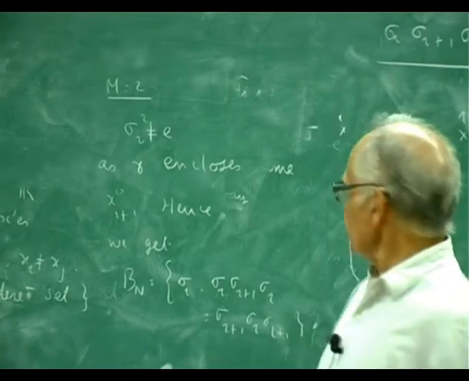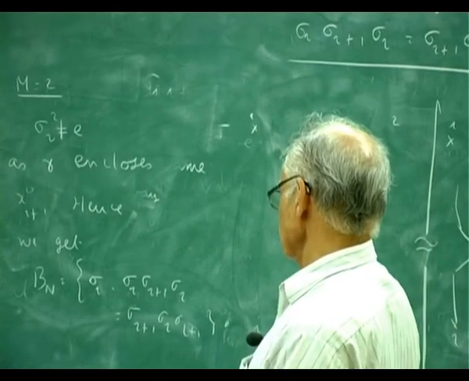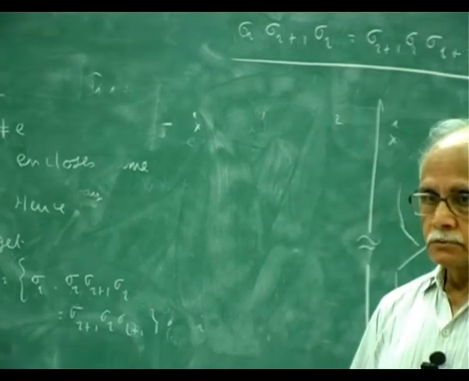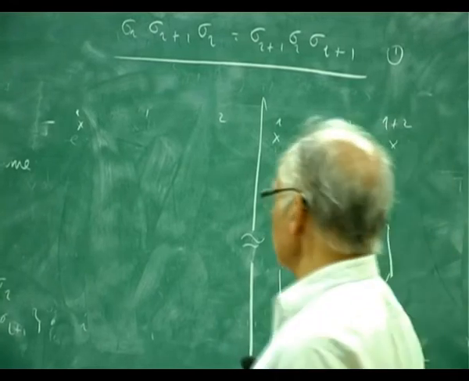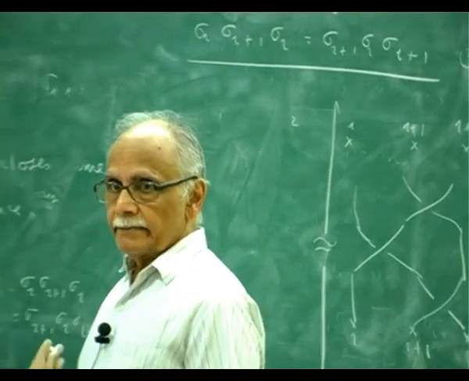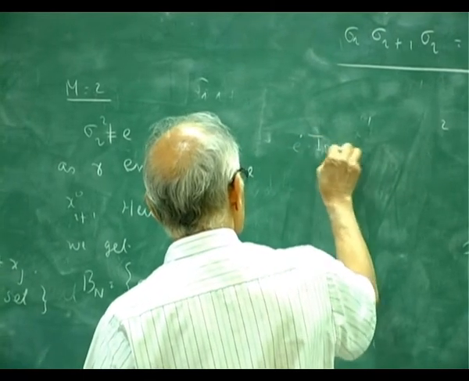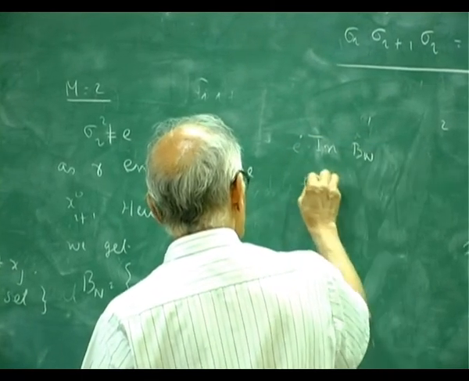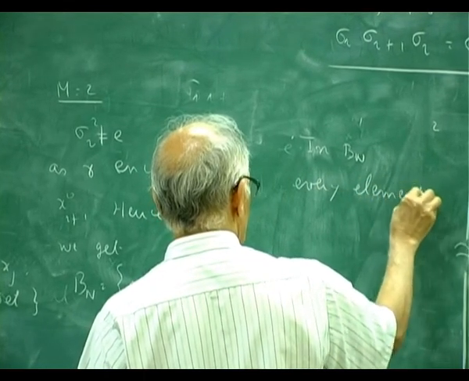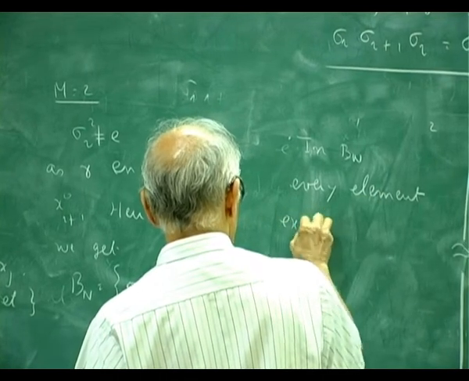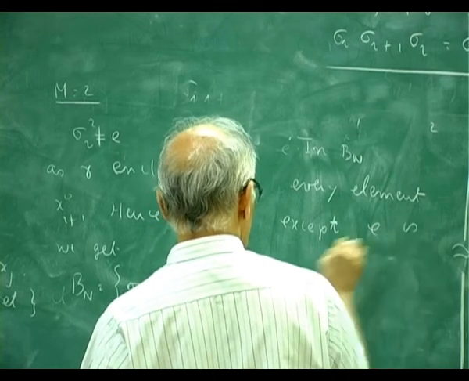If you allow the square, if you drop that, there is only one relation you are dropping. But this group Bn, every element except the identity is of infinite order.